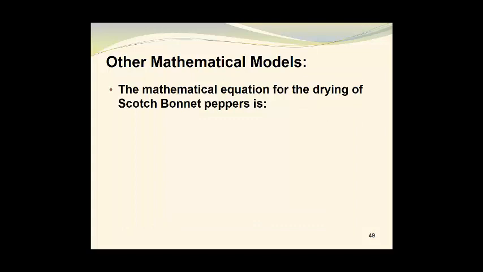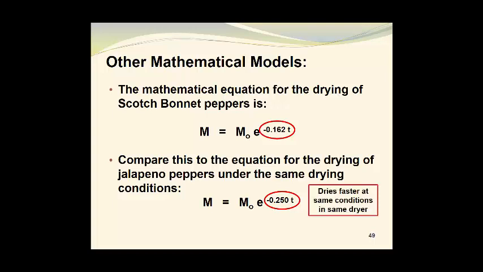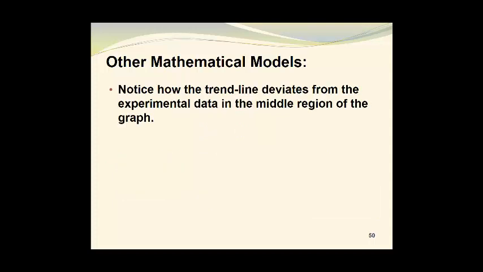The mathematical equation for the drying of Scotch bonnet peppers is m is equal to m naught times e to the minus 0.162 t. And we'll compare this to the equation for the drying of jalapeno peppers under the same drying conditions. What we see here is the magnitude of the exponent is greater in the case of the jalapeno peppers than it is in the case of the Scotch bonnet peppers. This means that the jalapeno peppers will dry faster at the same conditions in the same dryer.